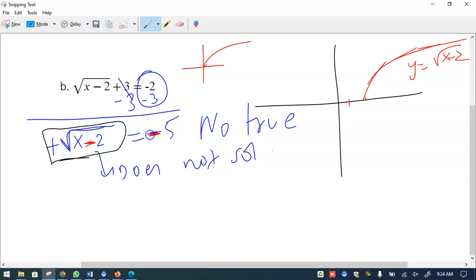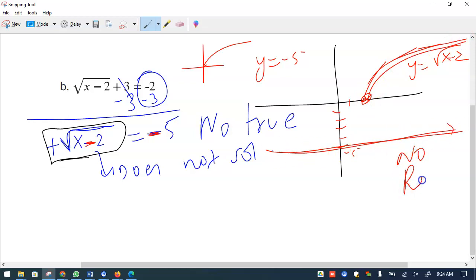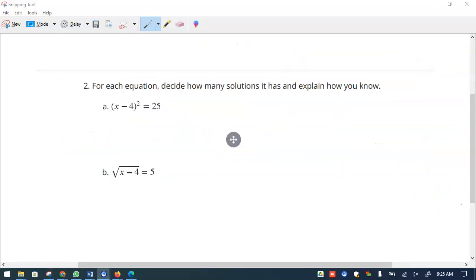And the second part is y equals minus 5. So that equation would be 1, 2, 3, 4, 5. And you can see the square root graph and the line never cross each other. So there's no real solution. So this equation does not have a solution. That's all you're supposed to do.